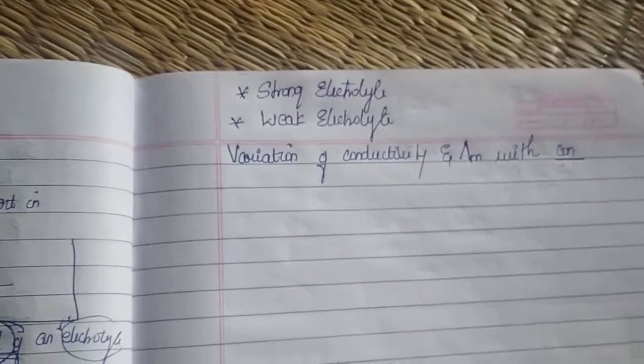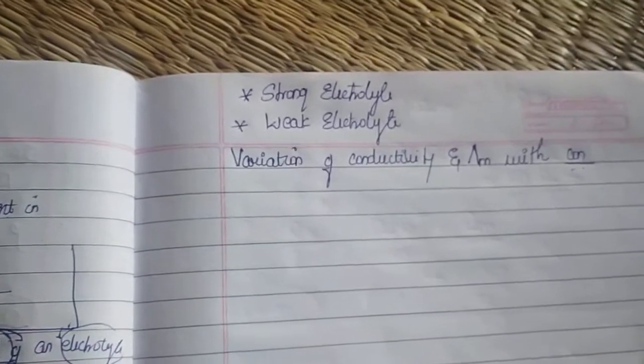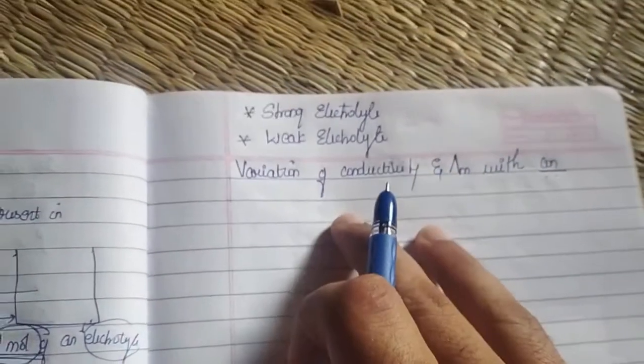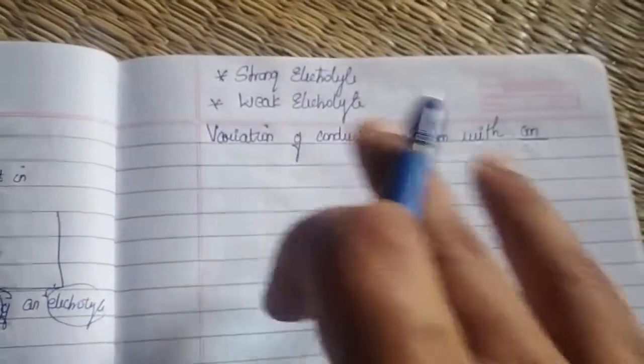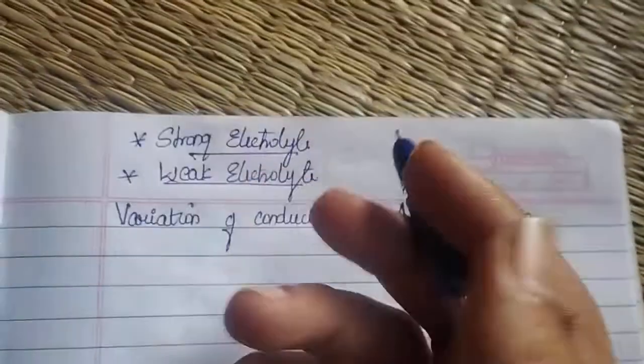So when the concept of the electrolyte comes, of course there are two types. One is your strong electrolyte, another is your weak electrolyte. Before going to the depth of the variation part, first you have to understand what you mean by a strong electrolyte and what you mean by a weak electrolyte. Of course you know it.